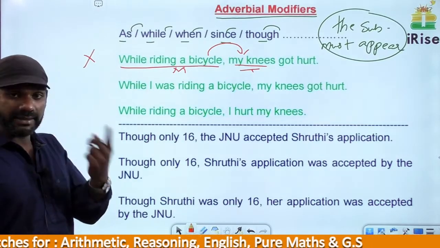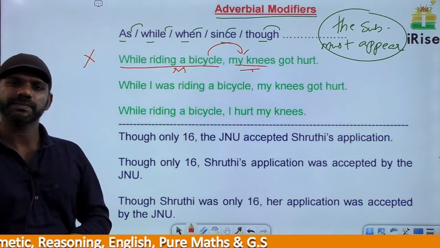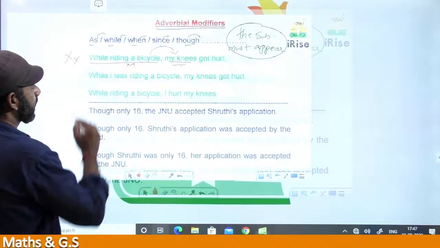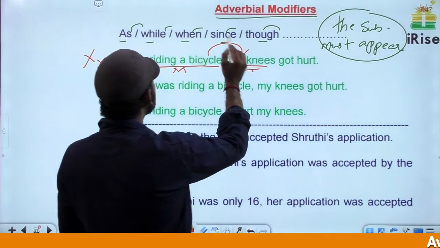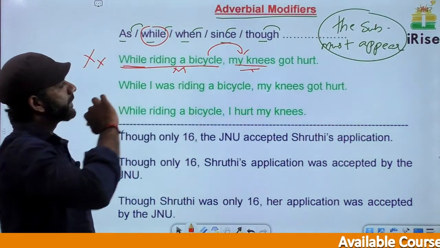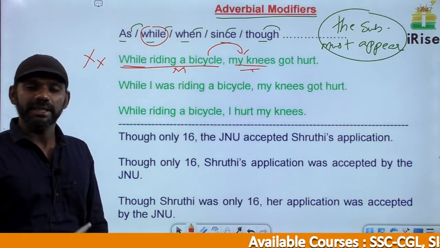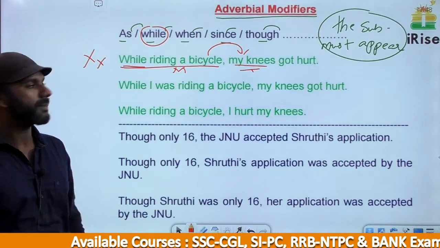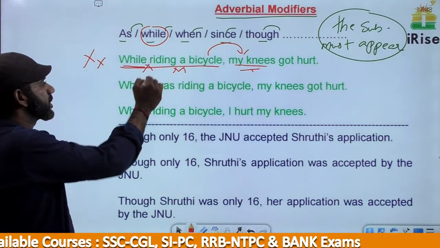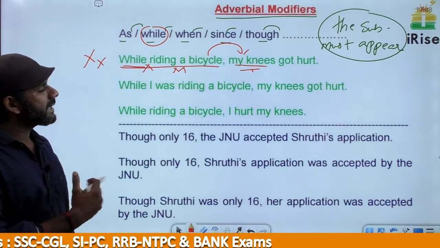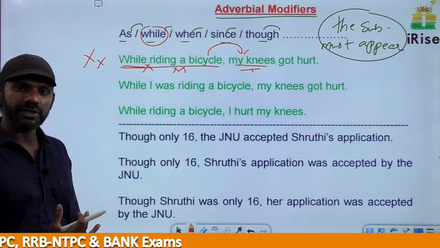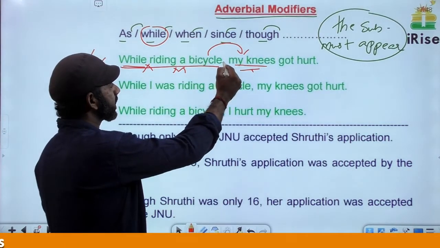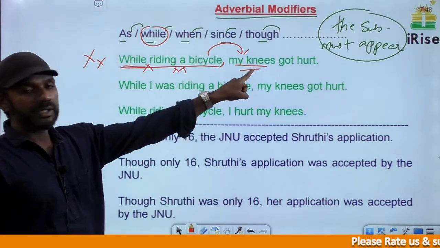Eliminate. And the second question, grammatically correct or wrong? I say this sentence is grammatically wrong. While is an adverbial modifier. As I told you, immediately after an adverbial modifier, or immediately after the clause containing an adverbial modifier, the subject must appear. Immediately after while, do we have a subject? No, leave it. Immediately after the clause containing while, do we have a subject? Where does the clause containing while end? It ends with a comma. Immediately after the clause containing while, do we have a subject?